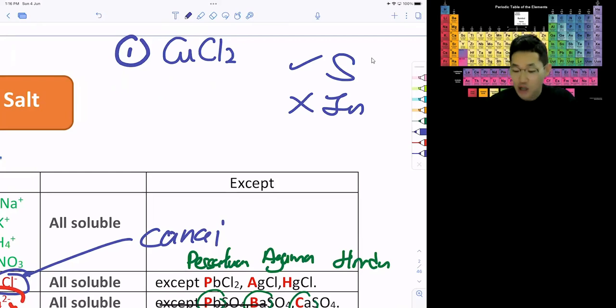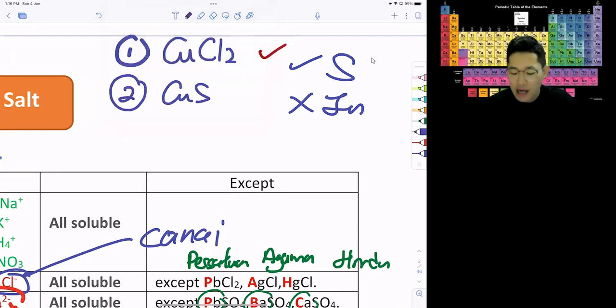Okay, this one is soluble. Very good. Okay, and then next example. How about CuSO4? CuSO4. Okay, very good. CuSO4 is also soluble, remember?